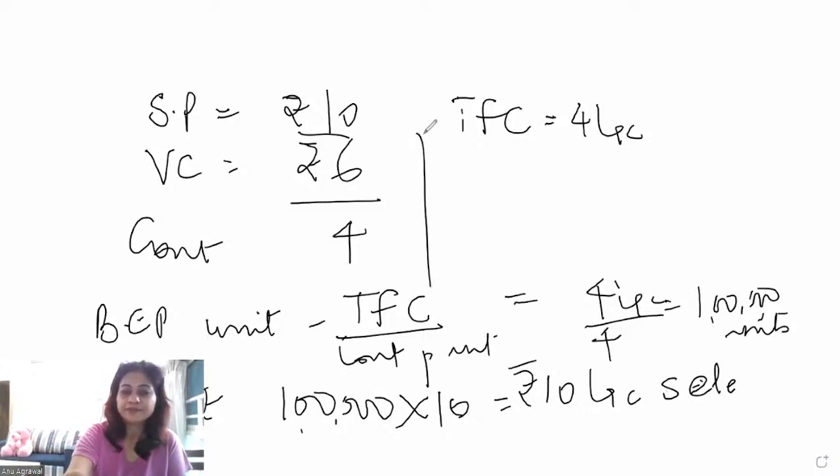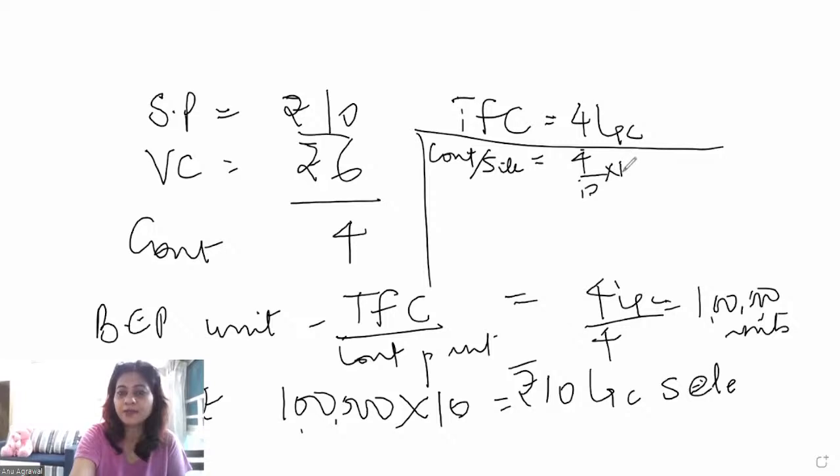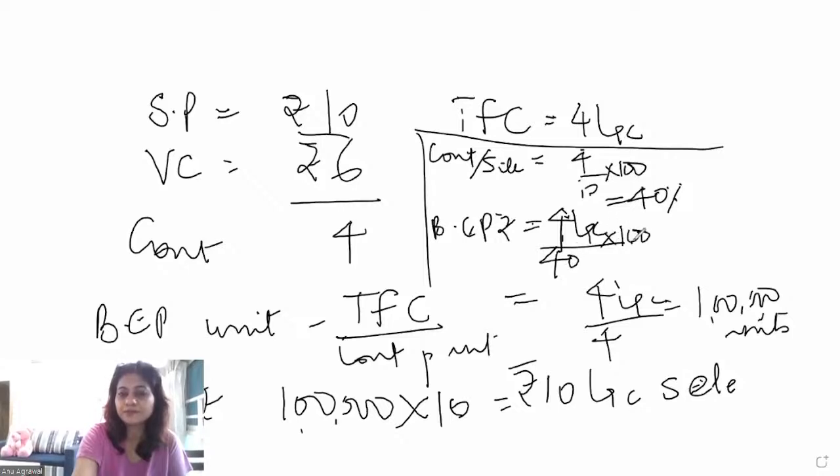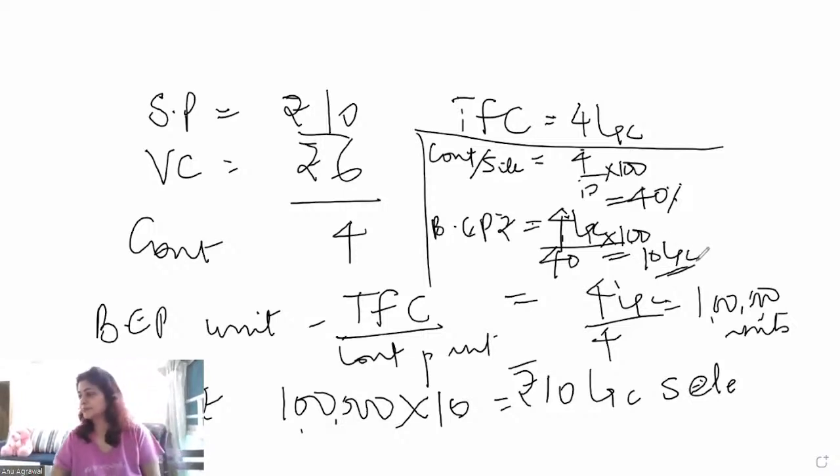I could have done the other way around. I could have found out my contribution sales ratio, which is 4 divided by 10 into 100, which is 40%, yes or no? And I could have directly found out my break even in rupee terms. How? Fixed cost is 4 lakhs divided by 40%. You will get 10 lakh rupees directly here. Yes. So I think till now everybody has understood.